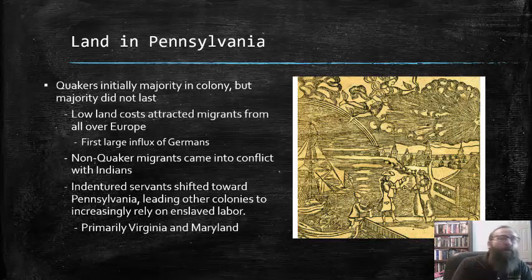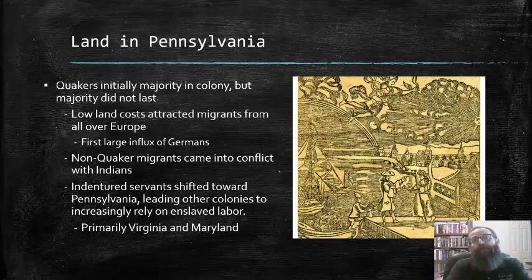Now, the non-Quaker migrants came into conflict with the Indians. These people did not adhere to Penn's greater holy mission of living in peace on the same land as the Native Americans, and these non-Quaker migrants demanded access to these Native American Indian lands.